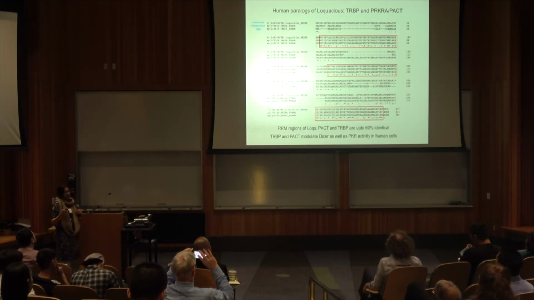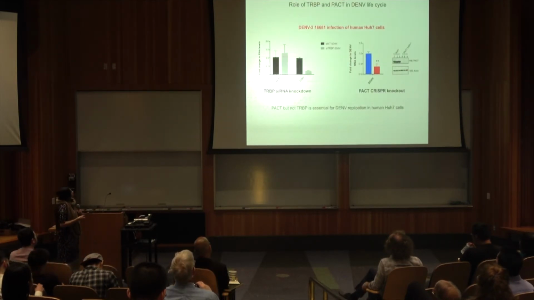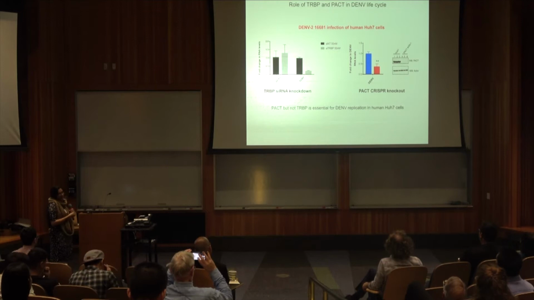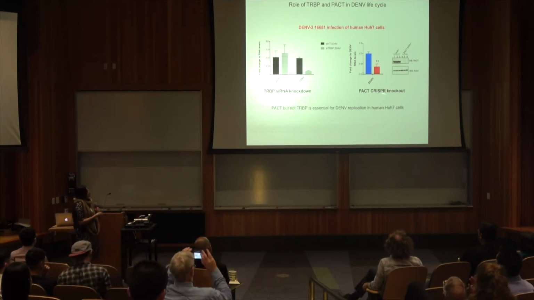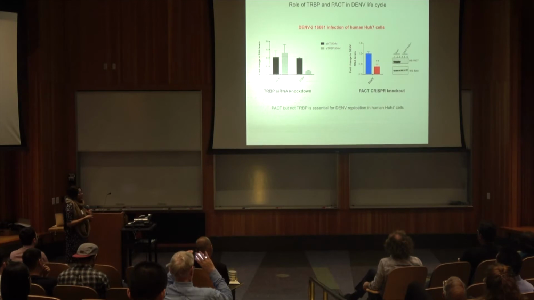So what happens when we knock down PACT? Does it also have a similar effect as we see with loquacious? So first we knocked down one of the paralogs, which is TRBP, using siRNAs, and we did not see any effect on dengue replication. However, when we used a PACT CRISPR knockout, we could see that there is a significant reduction in the viral RNA levels, indicating that PACT is essential for dengue replication in human HUH7 cells.